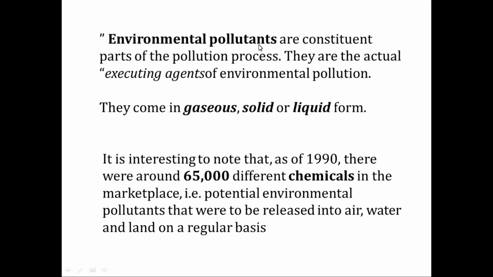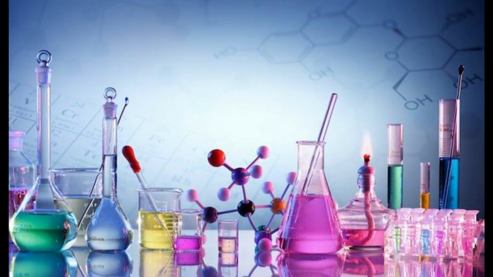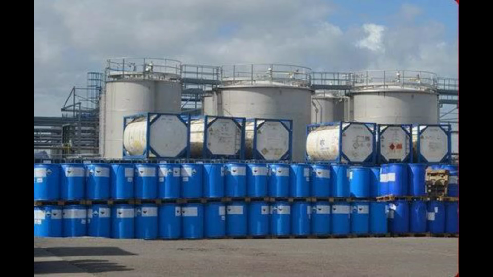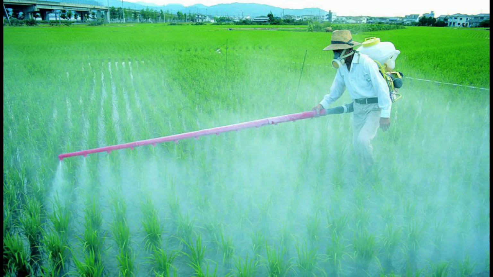So environmental pollutants are a constituent part of the pollution process. They are the actual agents of environmental pollution. They come in gas, solid or liquid form. It is interesting to note that as of 1990, there were around 65,000 different chemicals in the marketplace, that is potential environmental pollutants that were to be released into air, water and land on a regular basis.